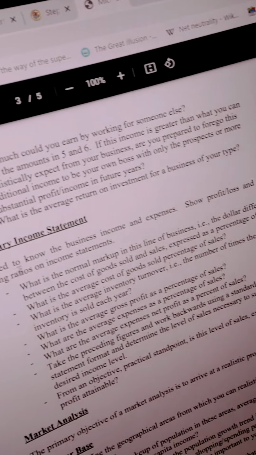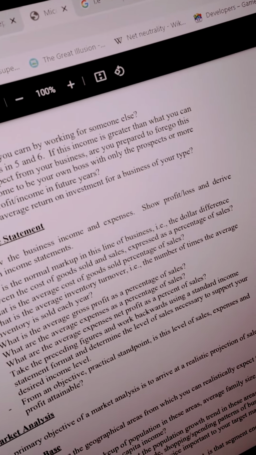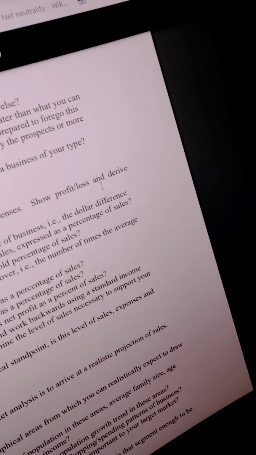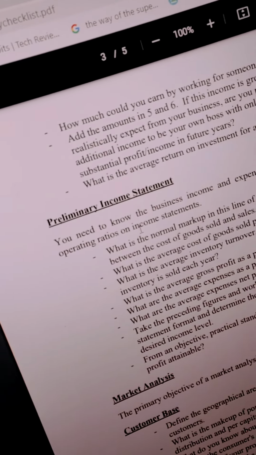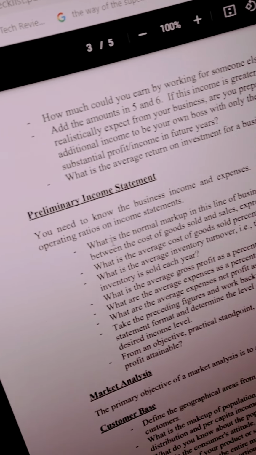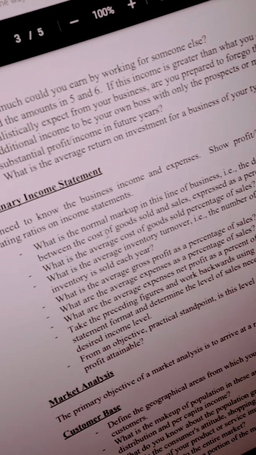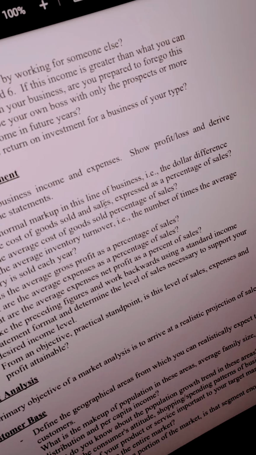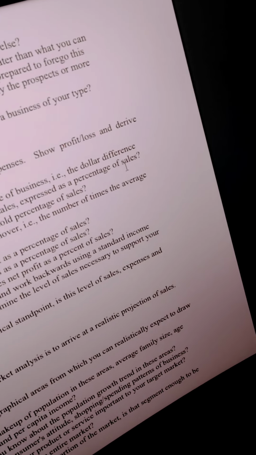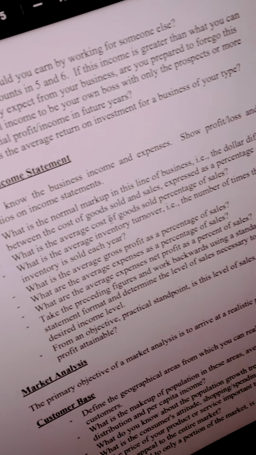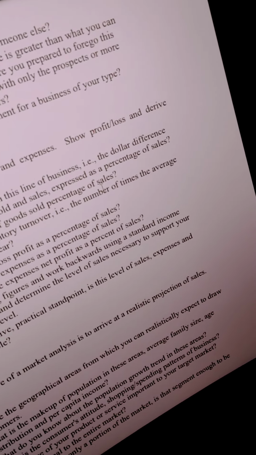Preliminary income statement. You need to know the business income and expenses, show profit and loss, and derive operating ratios on income statements. What is the normal markup in this line of business, meaning the dollar difference between the cost of goods sold and sales expressed as a percentage of sales? What is the average cost of goods sold percentage of sales?